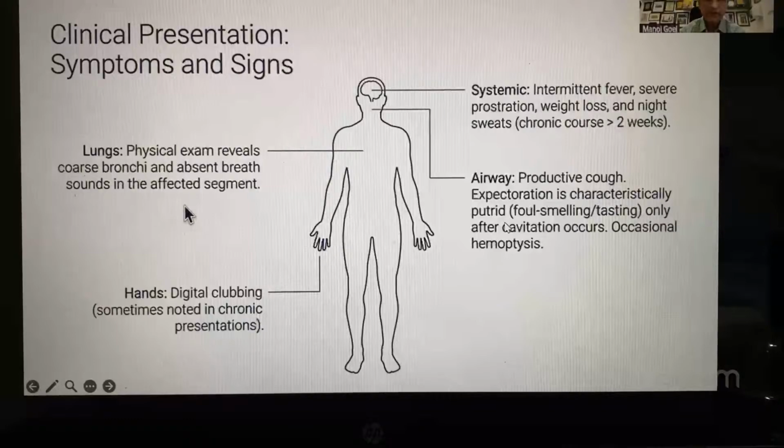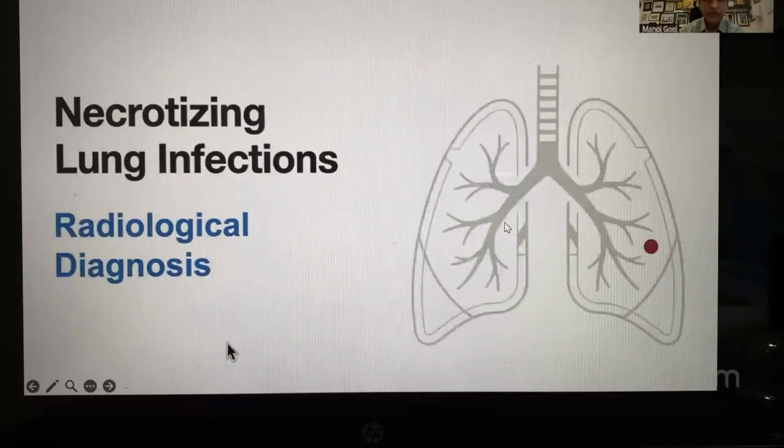On physical examination, there will be coarse crepitations, and there may be absent breath sounds in the affected segment, depending on the large area of involvement. Also, there may be a pleural effusion. And in chronic cases, you may also find digital clubbing.